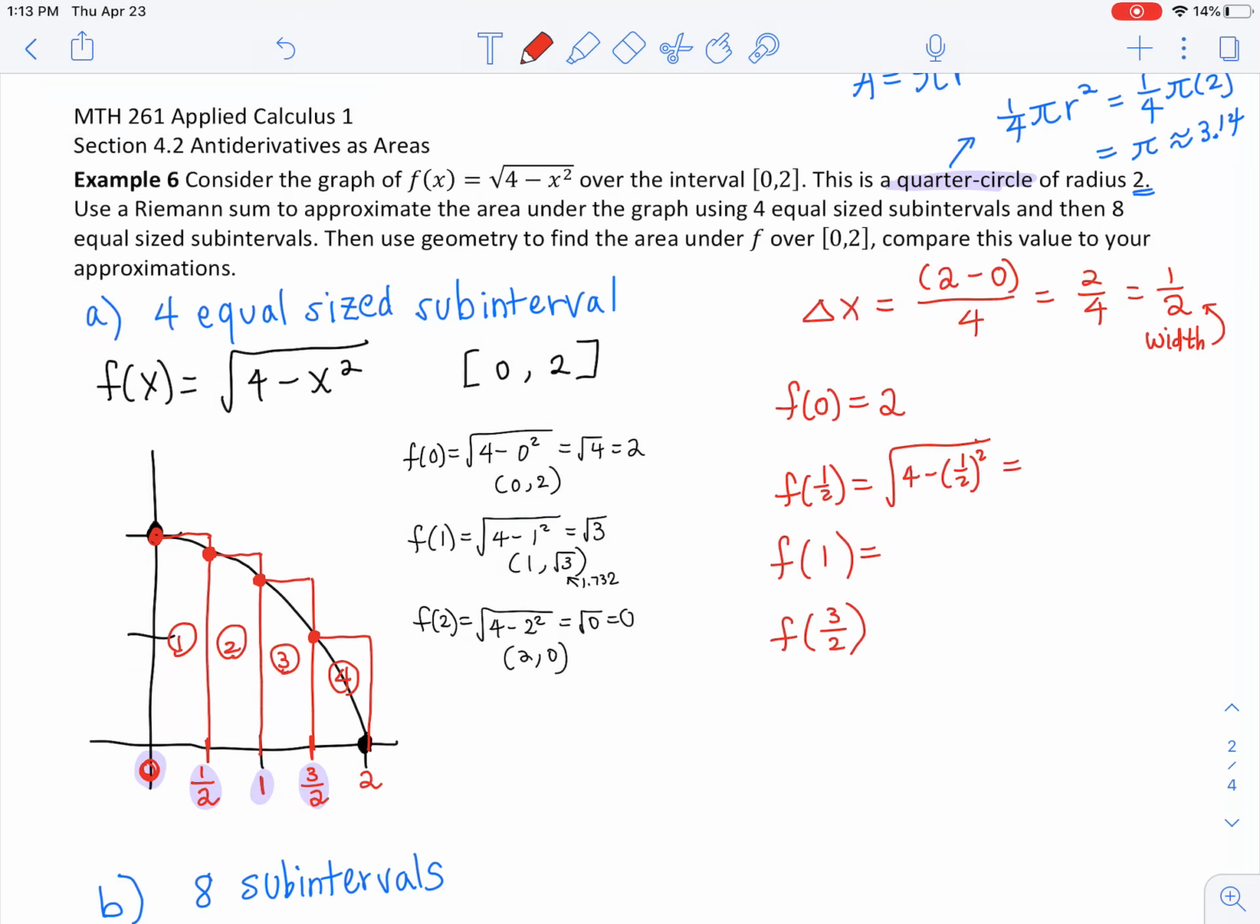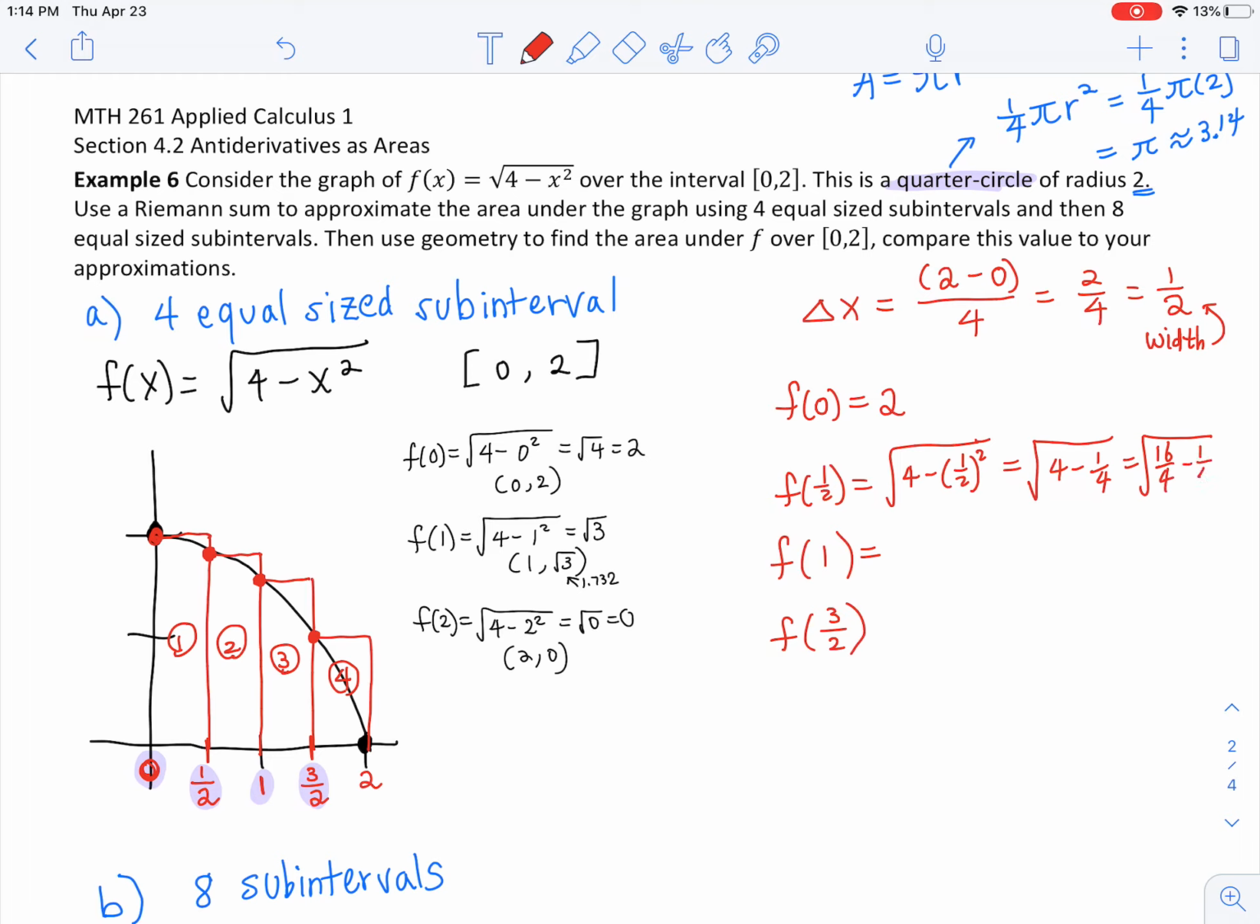Now, let me plug in half into the function and see what the y value is. Square root of 4 minus half squared. Oh, please be a nice number. Please be a nice number. I'm grabbing a calculator and typing that in. Square root of 4 minus 1/4, right? It's giving me a decimal. I don't want that. So I'm going to do this by hand.